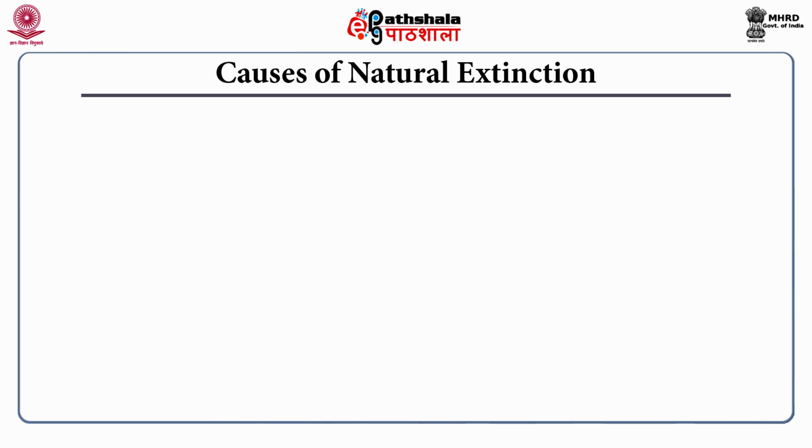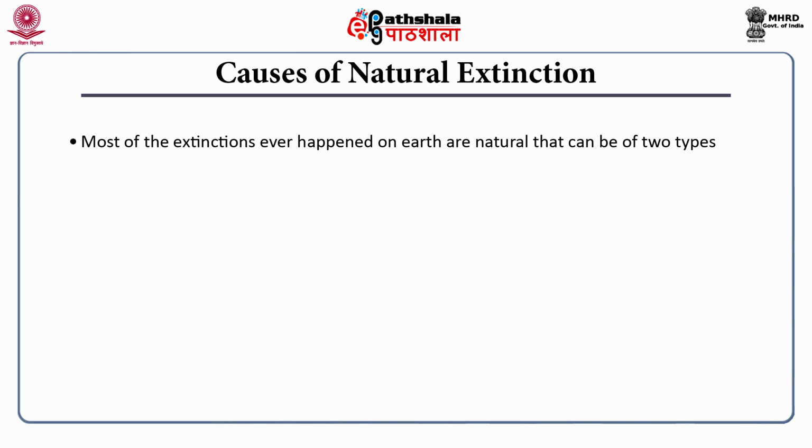So, what causes these natural extinctions? Most of the extinctions that have ever happened on planet Earth are natural, and that can be of 2 types: natural background extinction and mass extinction events. Natural background extinction is an ongoing event, happening every single day for the last 4 billion years, while mass extinction events are extremely rare, but very important because they kill almost the entire diversity of plants and animals on the earth, including marine and terrestrial flora and fauna.